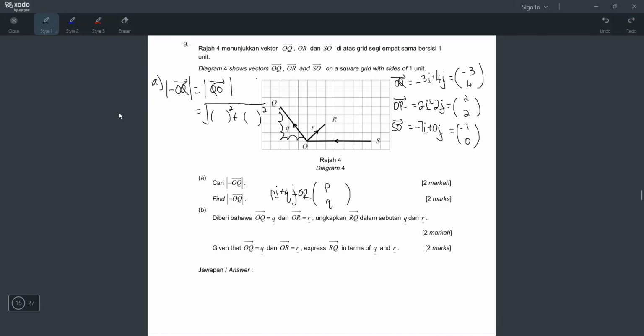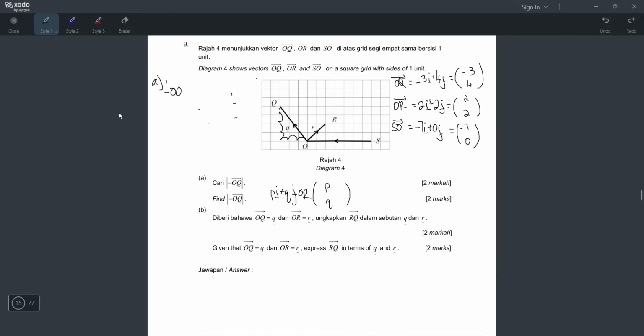But what is vector QO? Okay, vector OQ is -3i plus 4j. Then what is vector QO? Okay, vector QO will be 3i minus 4j. Okay, 3i minus 4j. But I think I have to write down the working first. So I think I should erase this. So I think before I write the magnitude, I have to focus on the inside part first.